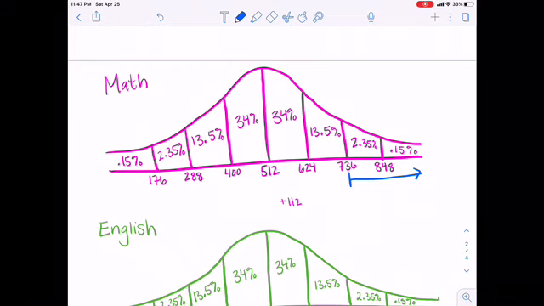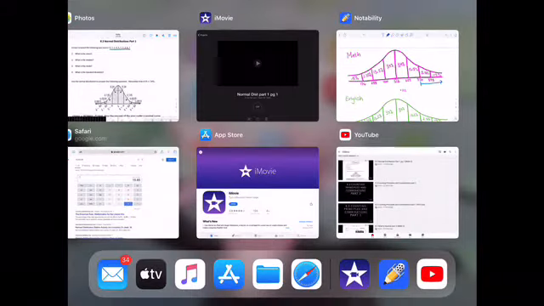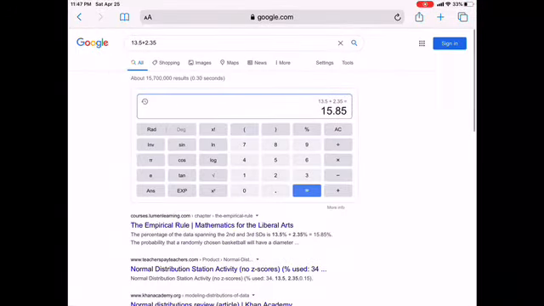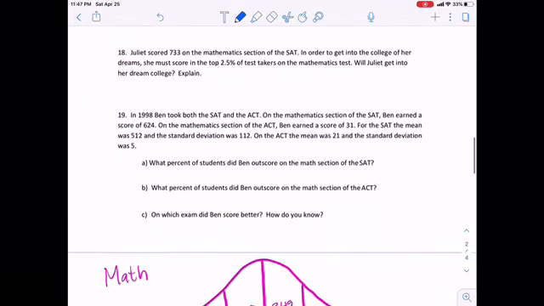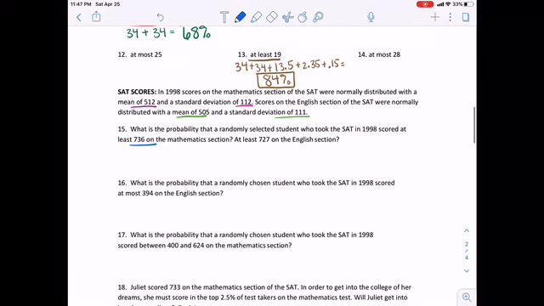So I have 2.35 plus 0.15, which I'm going to go ahead and type in my calculator. 2.35 plus 0.15, and my calculator says that's 2.5, which means that we have 2.5% of our students who scored at least a 736 on the math section.